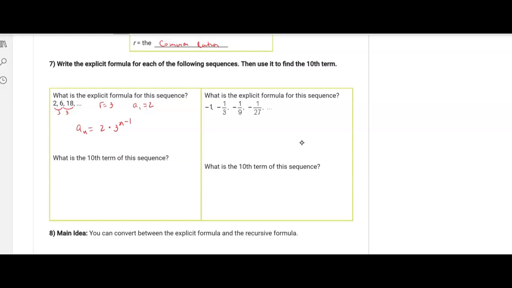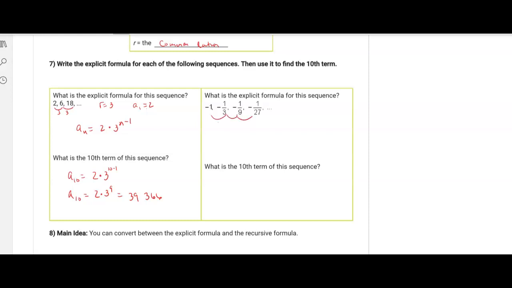So what would the 10th term of this be? Well, we say a sub 10 equals 2 times 3 to the 10 minus 1, which gives me 2 times 3 to the 9th. It's going to be a pretty big number. If you plug that in the calculator exactly the way you see it, 2 times 3 to the 9th power, we get 39,366.